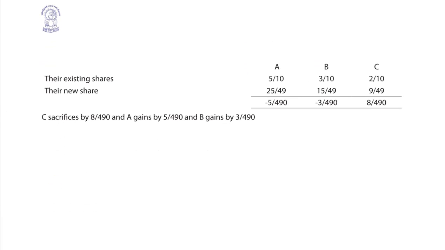The existing shares are 5 by 10, 3 by 10, 2 by 10. New share 25 by 49, 15 by 49, 9 by 49. A's gain is 5 by 490, B's gain is 3 by 490, C's sacrifice is 8 by 490. C sacrifices 8 by 490, A gains 5 by 490 and B gains 3 by 490.